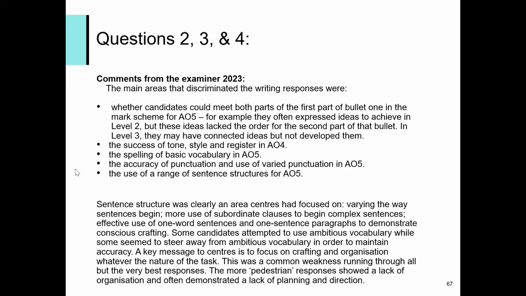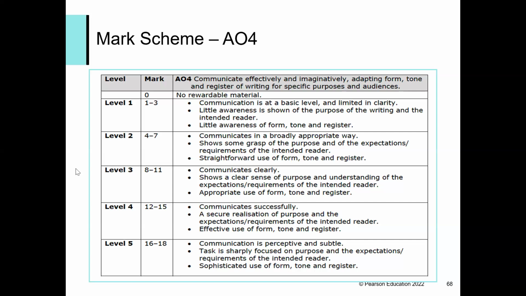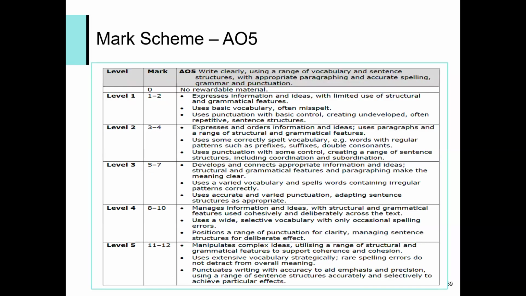So we don't need to spend long here on the mark schemes. They are the same assessment objectives as on paper 1, just the mark is different. So if you remember, on paper 1, it's 27 plus 18. On this paper, it's 18 plus 12, but the words within the levels are, of course, the same. So that's our AO4, and this is our AO5.